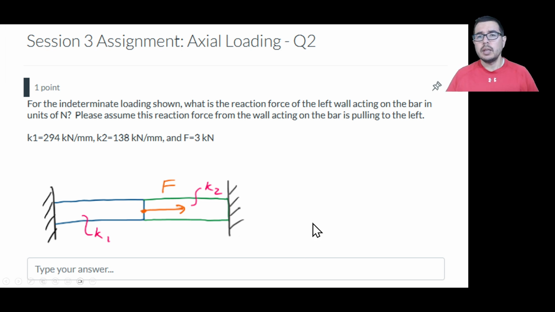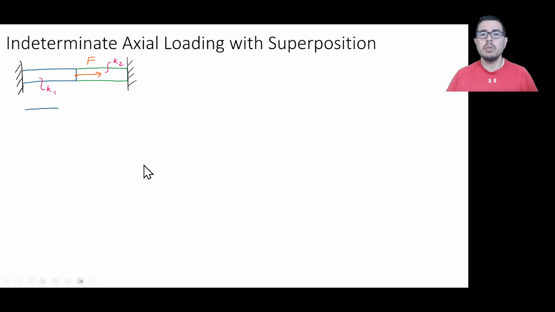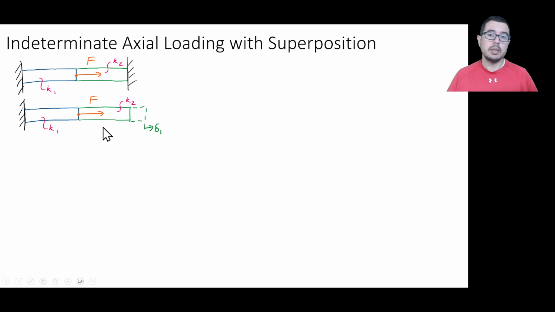And to get started, what we'll envision is removing the right-hand constraint, or the right wall, from this system and imagining that the force in the middle is applying its force to the right, and we have some displacement delta 1 without the wall there. Now, we realize that this right bar is just along for the ride. So the displacement delta 1 is going to be completely dependent on this force acting in this spring, or in this bar on the left.